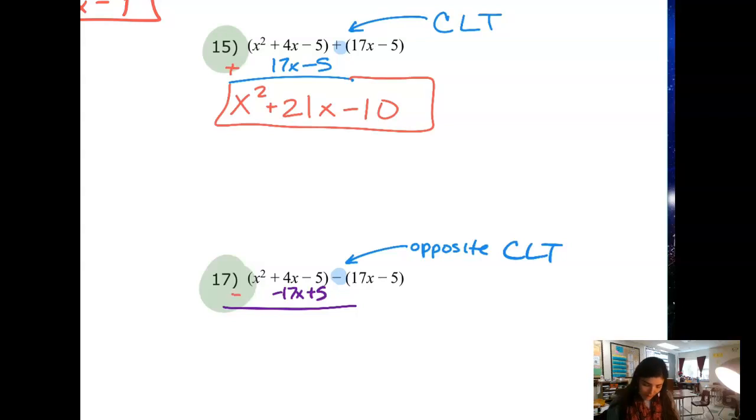We still CLT, which means we're going to combine our like terms. X squared plus nothing is x squared. 4x plus -17x, that's -13x. And 5 plus -5, that cancels out, becomes 0. So our simplified, or our difference, is x squared minus 13x. Subtracting is adding the opposite. Adding is adding like terms.